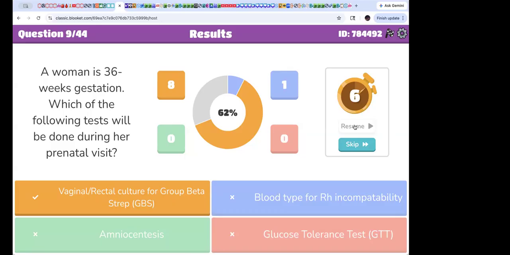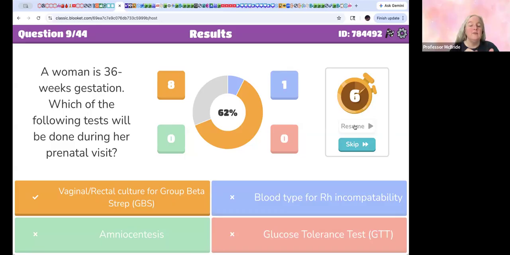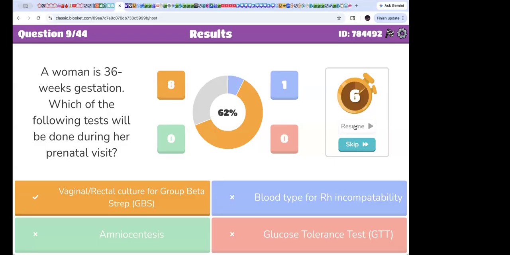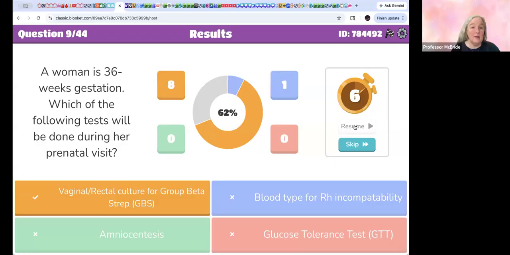RhoGAM. Okay. So all Rh negative moms get RhoGAM at around 28 weeks. And then when the baby's born, we'll test the baby's blood type. If the baby's blood type is positive, we'll give her RhoGAM again. If the baby's blood type is negative, we don't need to give her RhoGAM again. Also important, if she has a miscarriage we also give RhoGAM because we don't know if that baby was Rh positive.